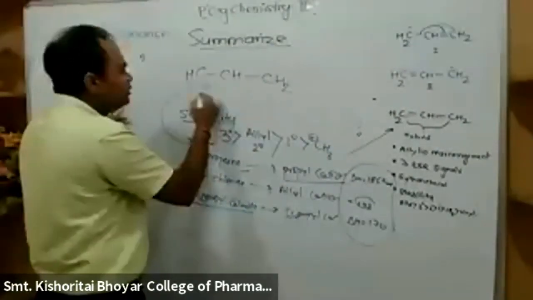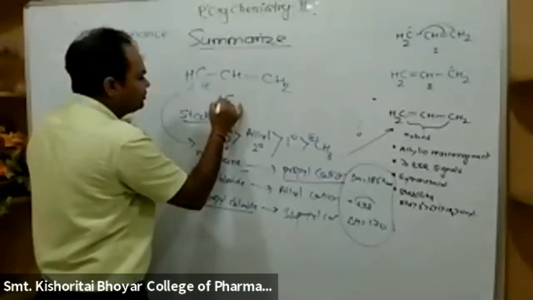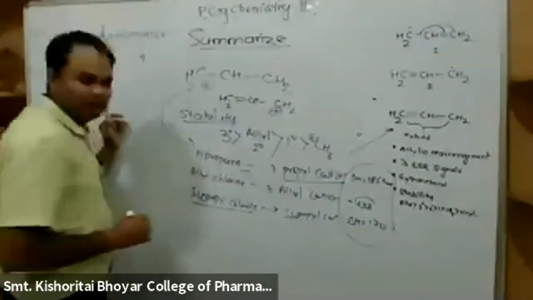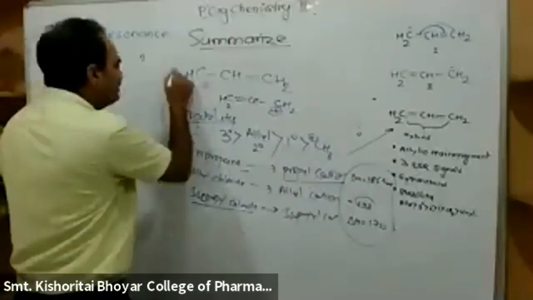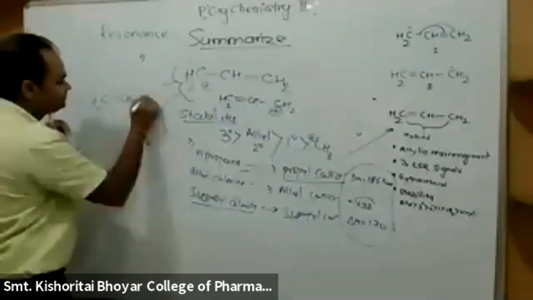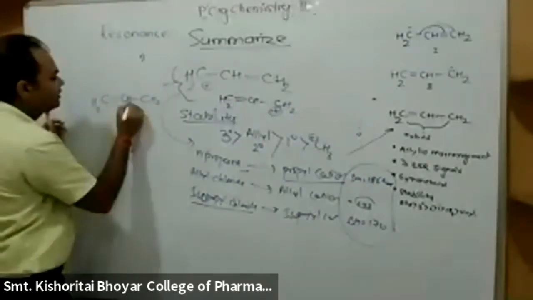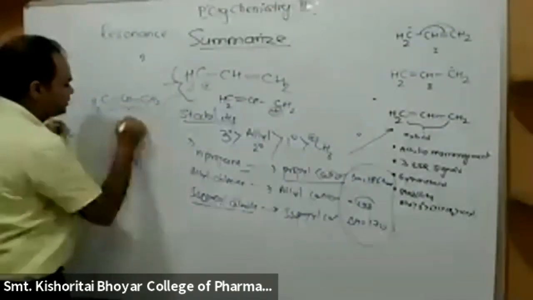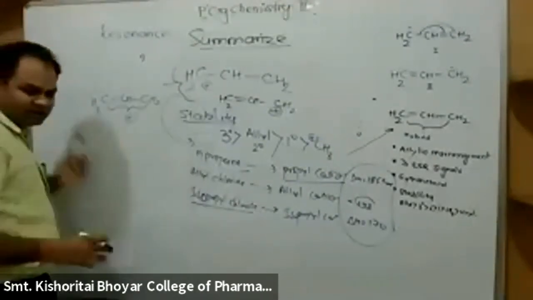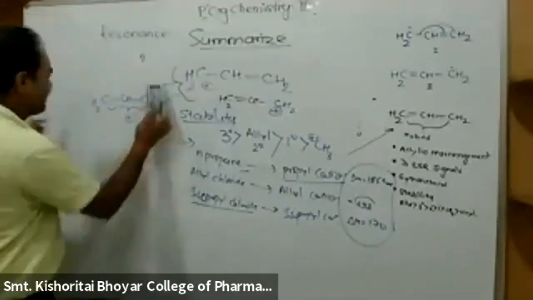Again, you can represent the two contributing structures like this, or you can represent like this. There are two contributing structures. And what is the hybrid structure? Again, you can write the hybrid structure like this, with one and a half bonds. So this resonance results in the stability.